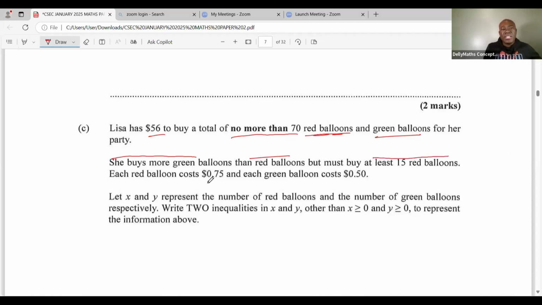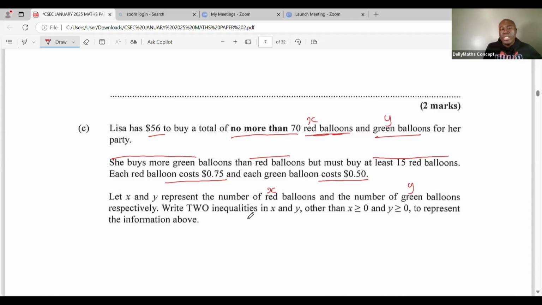Each red balloon costs 75 cents and each green balloon costs 50 cents. Let x and y represent the number of red balloons and the number of green balloons respectively. So x will represent red and y will represent green. So red and green. All right, good.